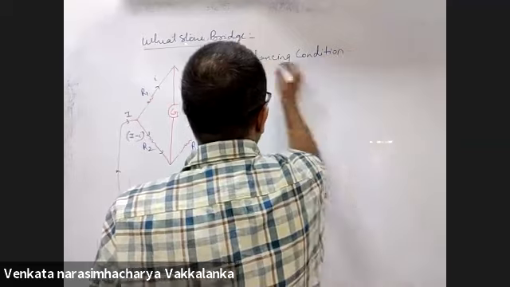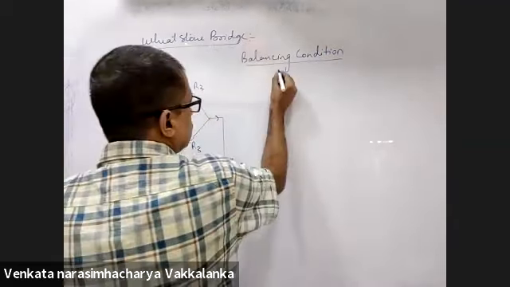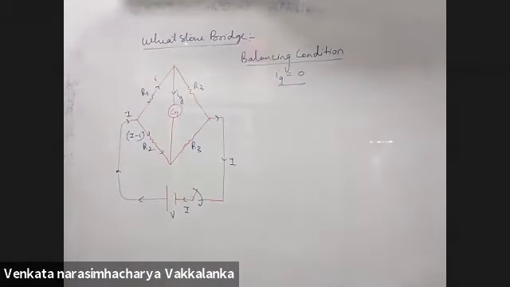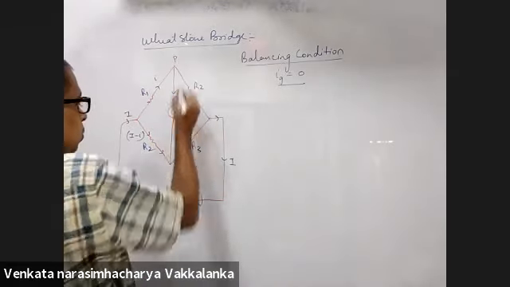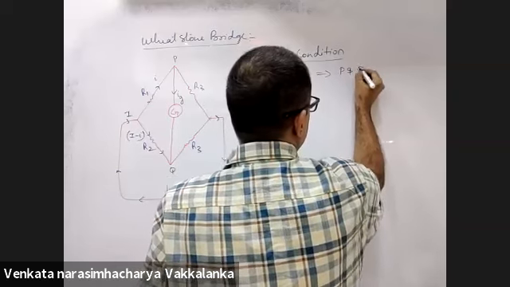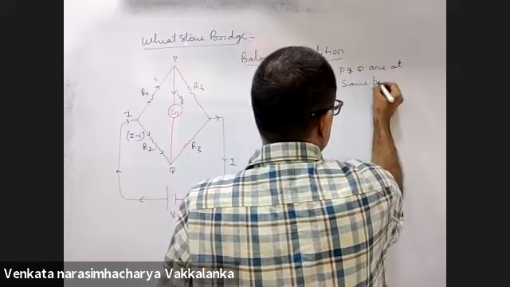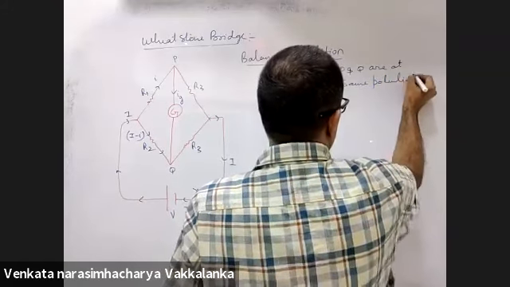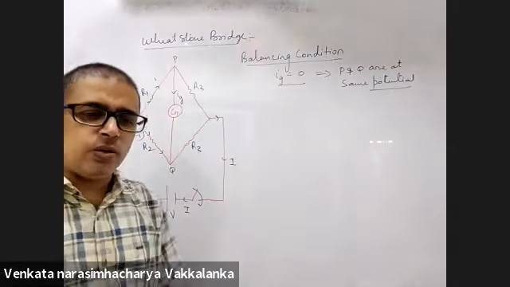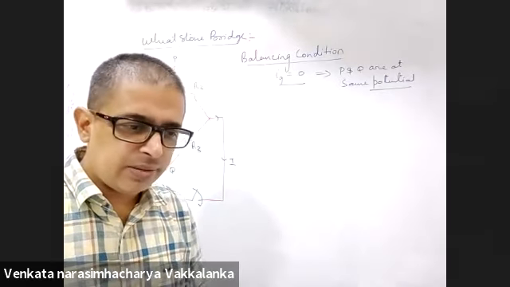What do you mean by the balancing condition of Wheatstone bridge? Current in this branch should be zero. Current through the branch with the galvanometer should be zero. That implies P and Q are at same potential. When will there be no current flowing through it? When P and Q are at same potential.